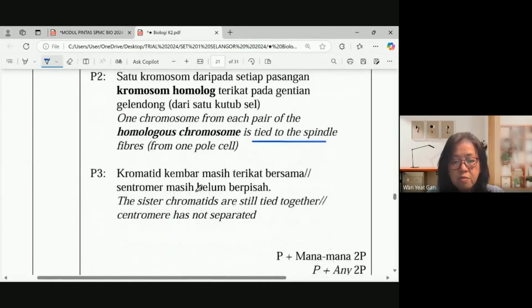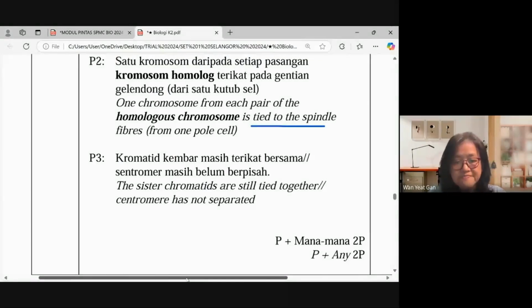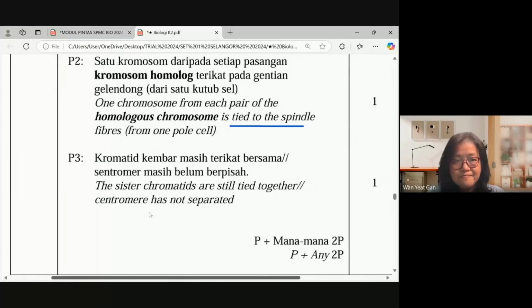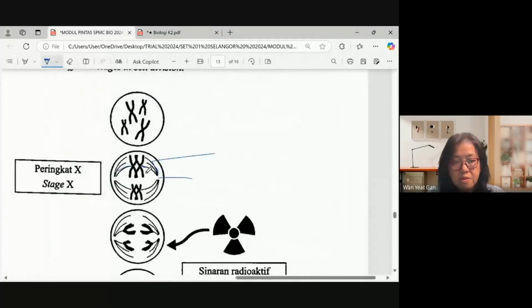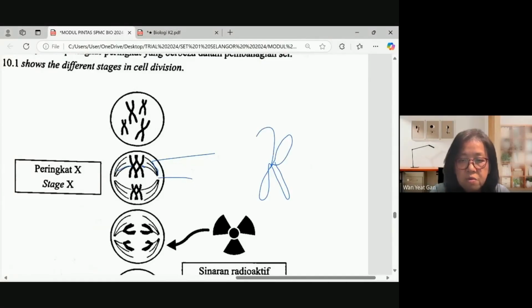The sister chromatids are still tied together and the centromere has not separated. So the sister chromatids are still tied at the centromere. This is sister chromatid. This is sister chromatid.